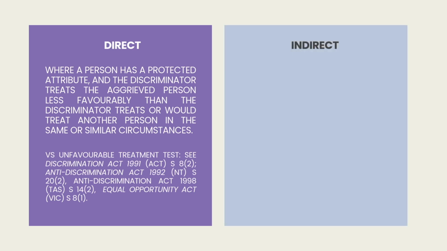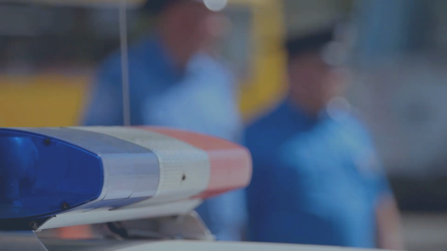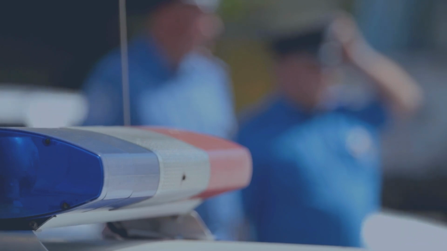Indirect discrimination occurs when the discriminator requires a person with a protected attribute to comply with a requirement or condition with which a substantially higher proportion of persons without the same attribute as the aggrieved person comply or are able to comply, and which is not reasonable having regard to the circumstances of the case, and with which the aggrieved person does not or is not able to comply. An early and simple example of indirect discrimination is the minimum height restriction that was historically imposed on police recruits, which resulted in discrimination against women and people who were genetically predisposed to be shorter than average due to their ethnicities.